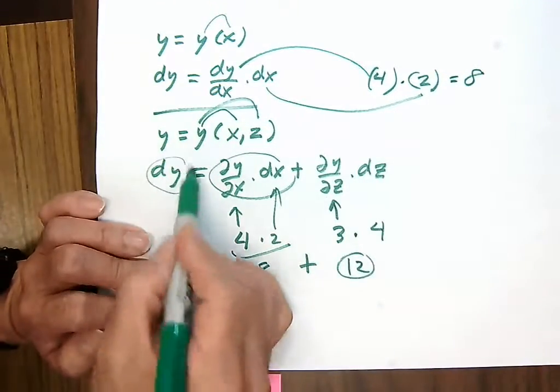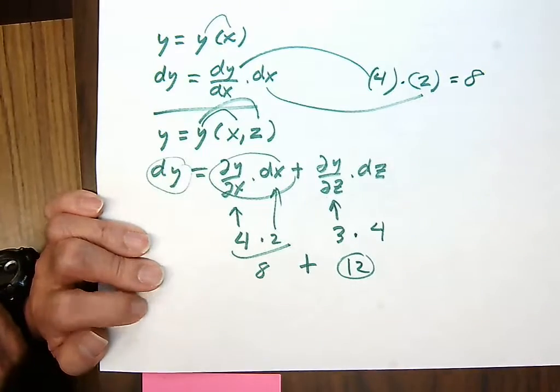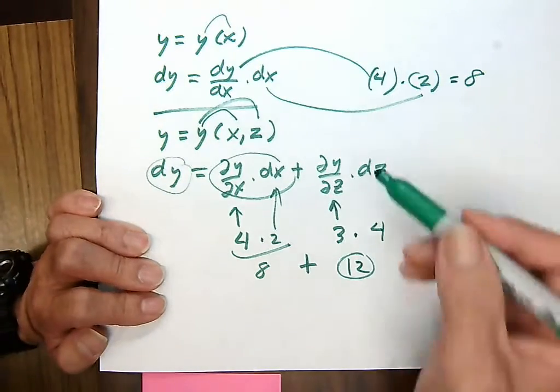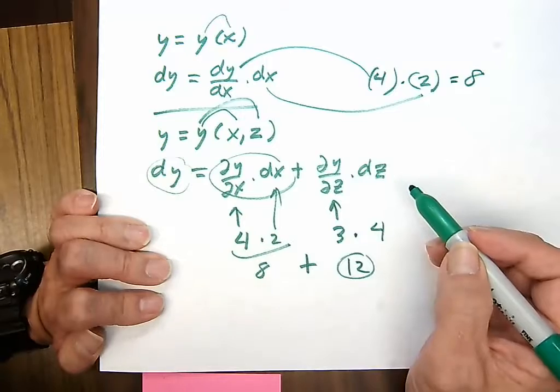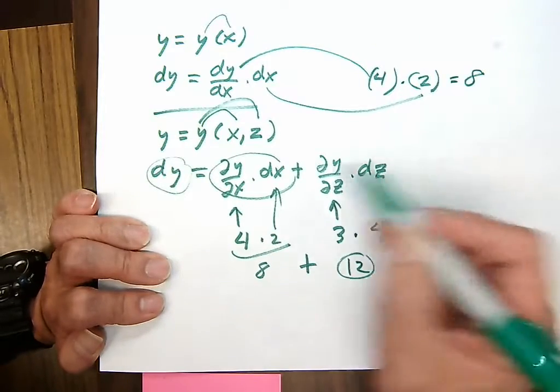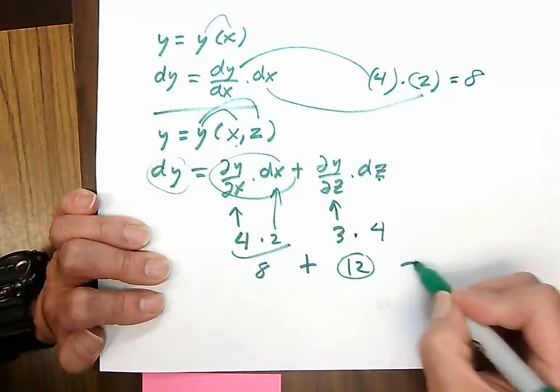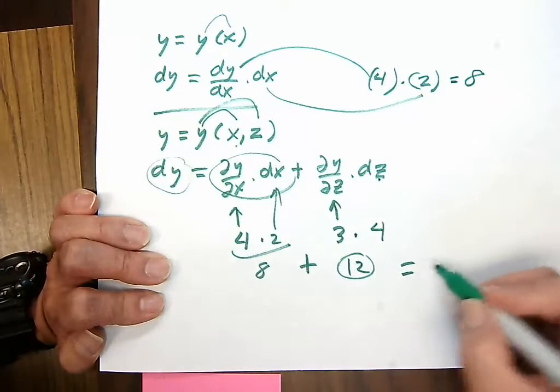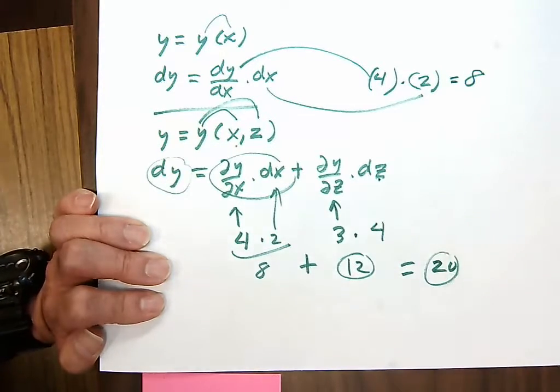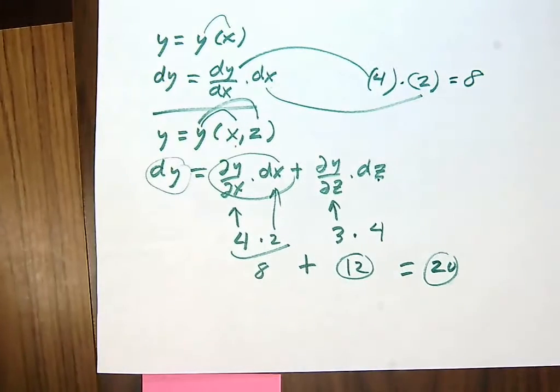So now the total change in y, called the total differential of y now, is equal to the change in y from all possible sources of change, from x changing and from z changing. We have to add the two together, and that tells us the total change in y was equal to 20 from both x and z changing.